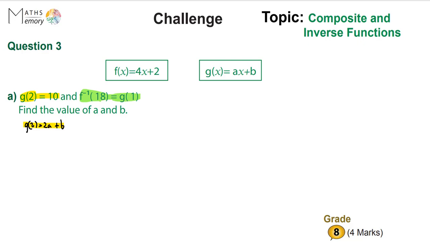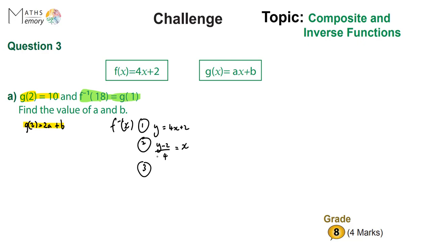Let's look at the green one over here now. So we have this inverse function of f and then 18. So let's first of all find the inverse function of f. Three steps. Step 1, we'll call this y. y equals 4x plus 2. Step 2, we'll make x the subject, so it'll be y minus 2 all over 4 that will equal the value of x. Step 3 will simply replace x with y and y with x, swapping the variables. So x minus 2 all over 4 equals f inverse of x. So this is our inverse function over here.